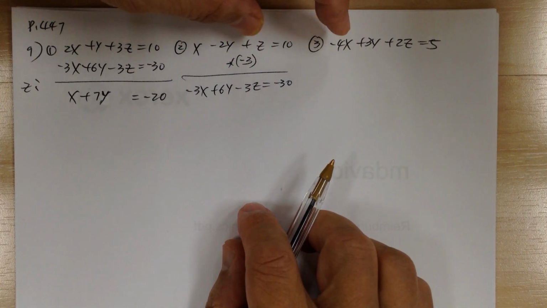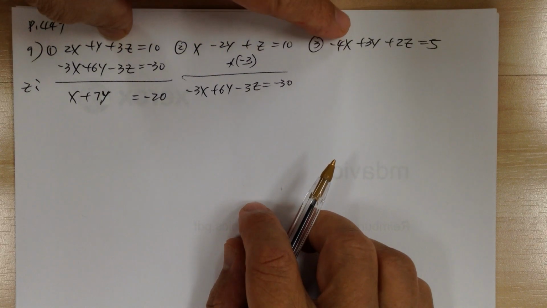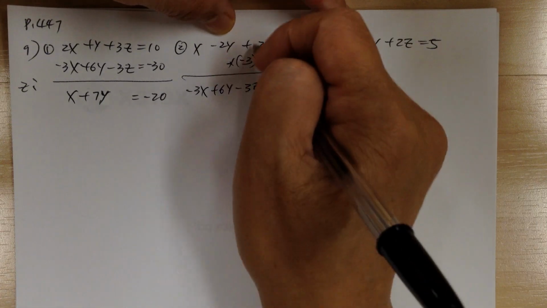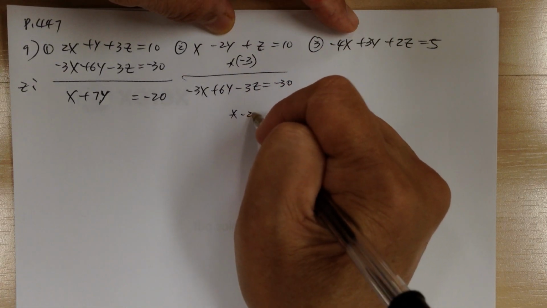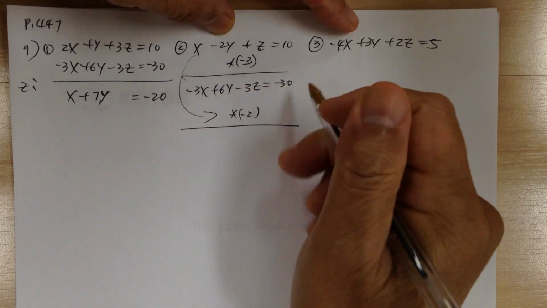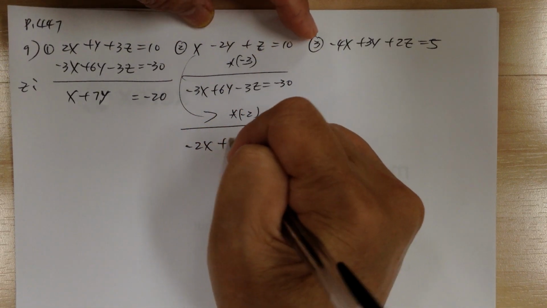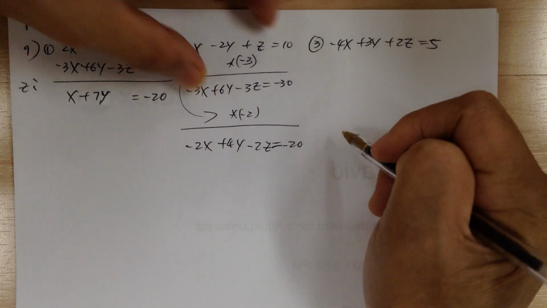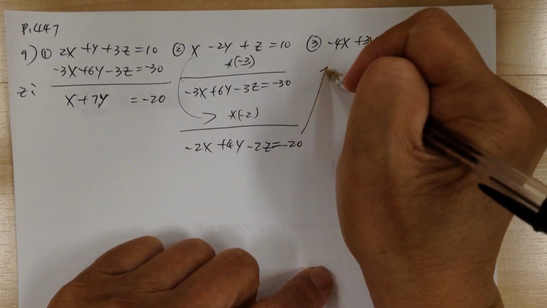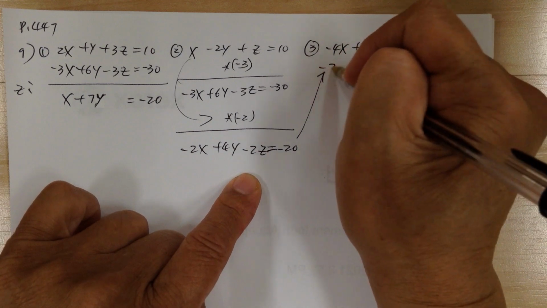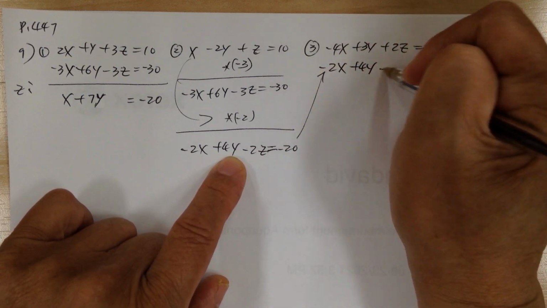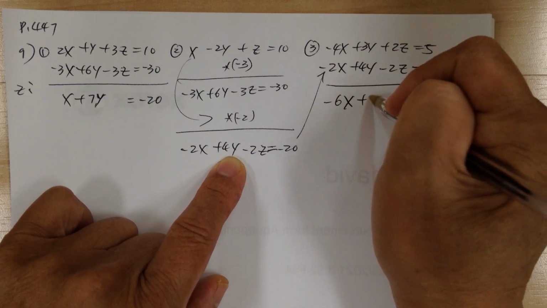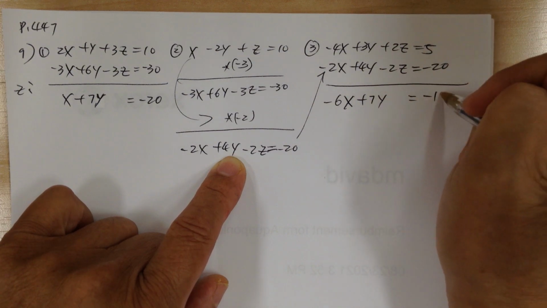Then I'm going to use these two next, right? So I don't want to use these two because z is going to be kind of bad. You got 3 and 2, right? So I'm going to multiply this by -2 instead. So multiply this by -2. So I get -2x plus 4y minus 2z equal to -20. And I'm going to put this over here. So I got -2x plus 4y minus 2z equal to -20. So when I add, I get -6x plus 7y, this cancels out, equal to -15.